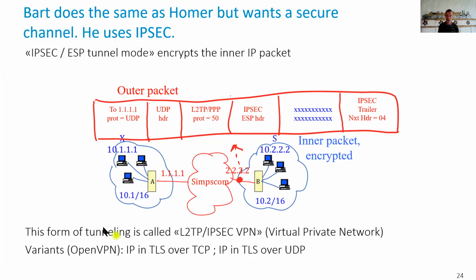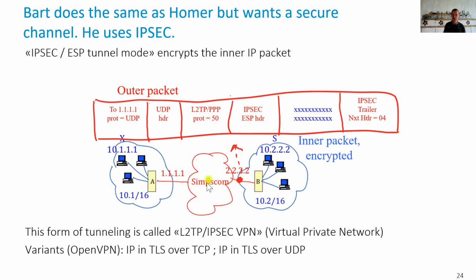There are differences between the two, of course. When we use here L2TP IPsec VPN, there is no congestion control done between A and B. Congestion control is done by X, but not by A and B. In contrast, when we use IP and TLS over TCP, the bitrate that's available for the tunnel will be congestion controlled. A will have to do all the TCP stuff.